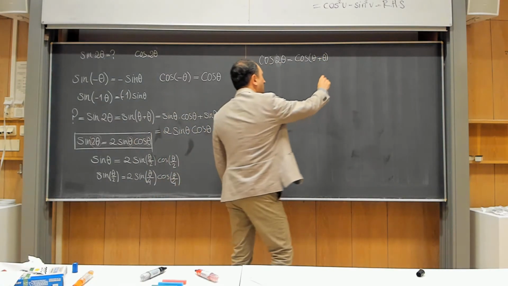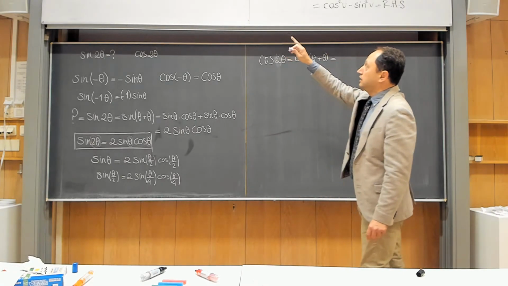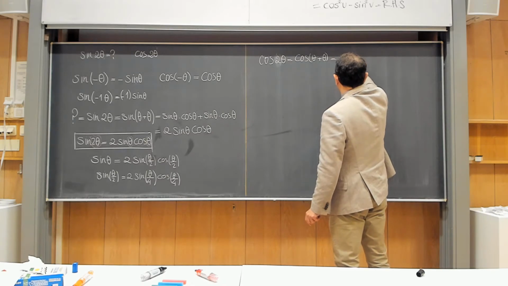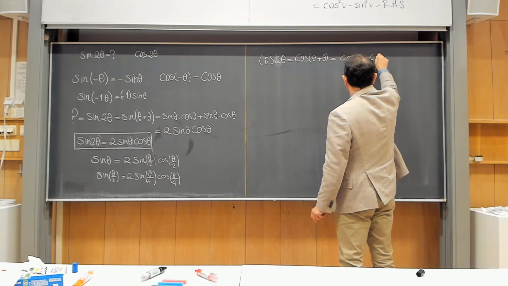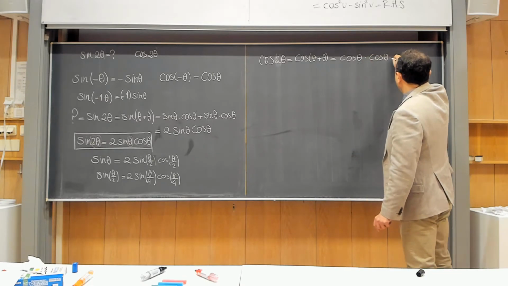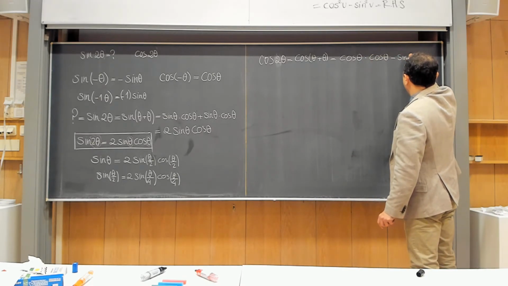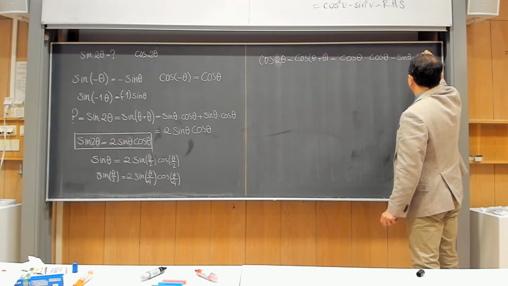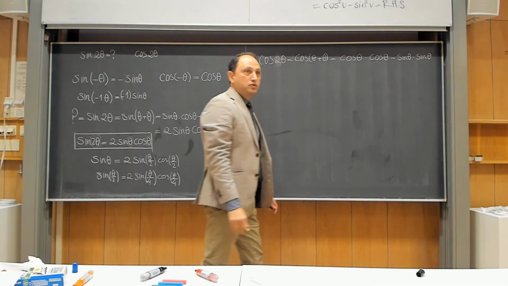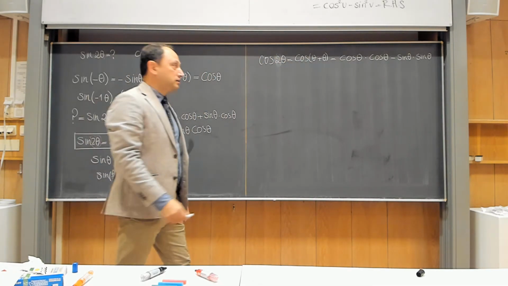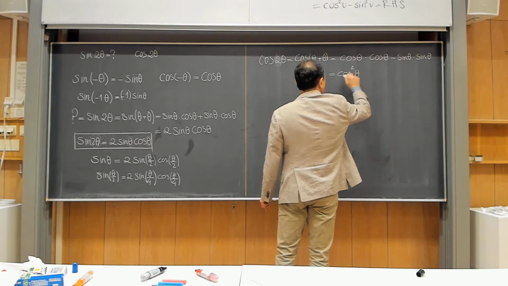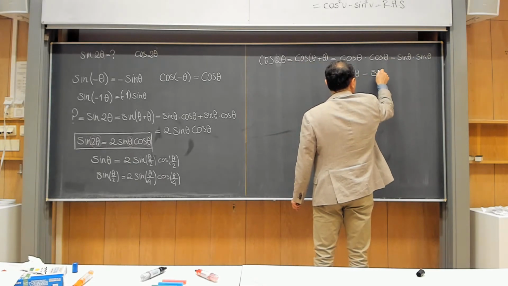Then I have the formula for cosine up there, so it becomes cosine of the first one multiplied by cosine of the second one, which coincidentally are the same, minus sine of the first one multiplied by sine of the second one. But there is a better way of writing cosine times cosine, and that is cosine squared. So this becomes cosine squared, and then I have negative sine squared.